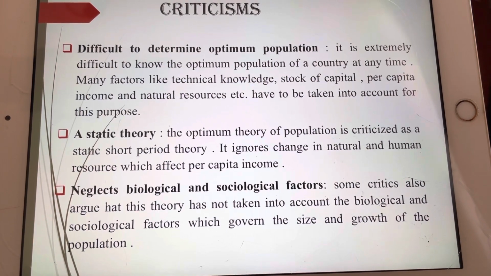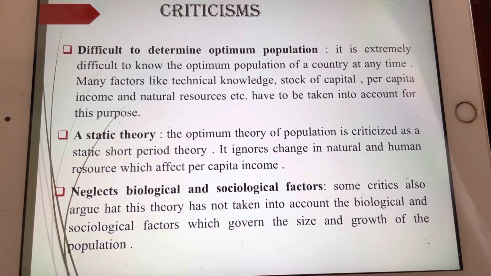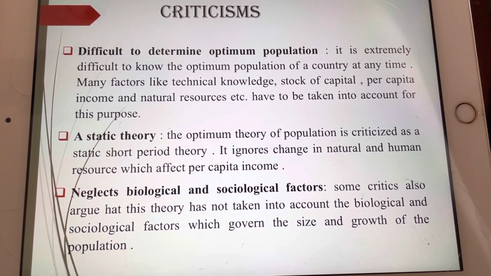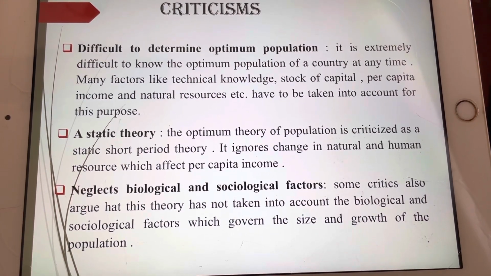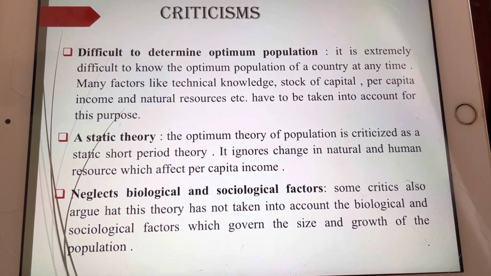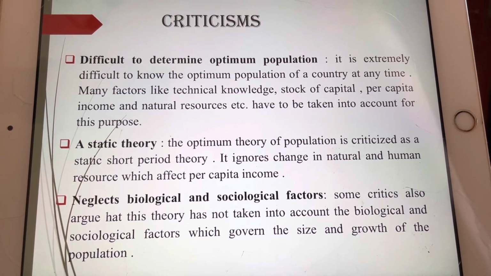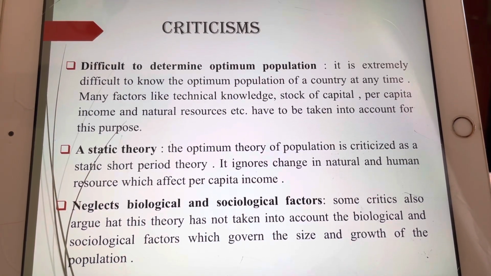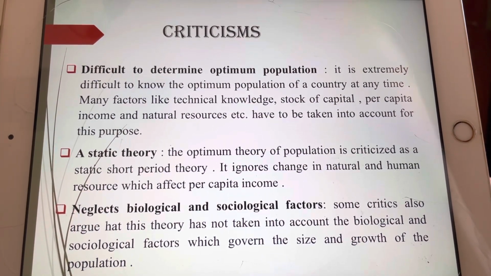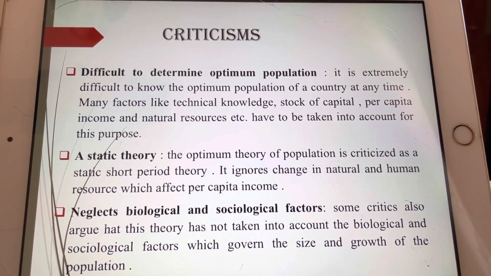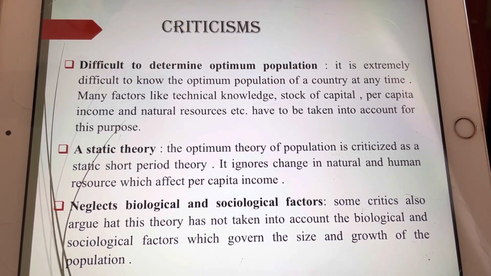It is extremely difficult to know the optimum population of a country at any time. Many factors like technological change, stock of capital, per capita income, and natural resources, etc., have to be taken into account for this purpose, because it's very difficult to say that at this time the population is the optimum population of that country, because if the stock of capital changes, if the per capita income is also changing, technological knowledge of the people is also changing, natural resources, their size is also changing.